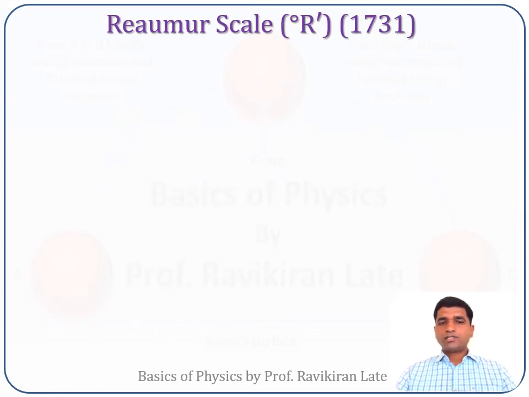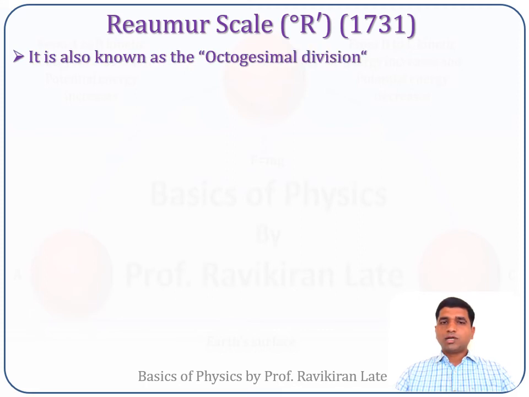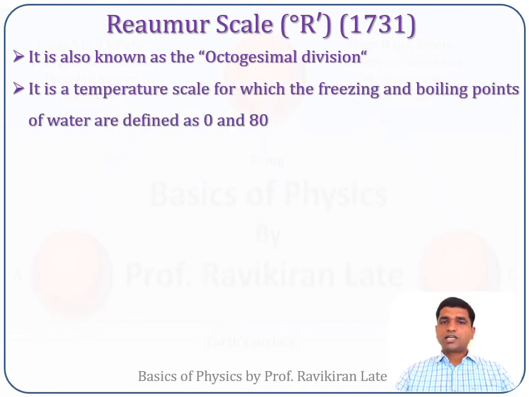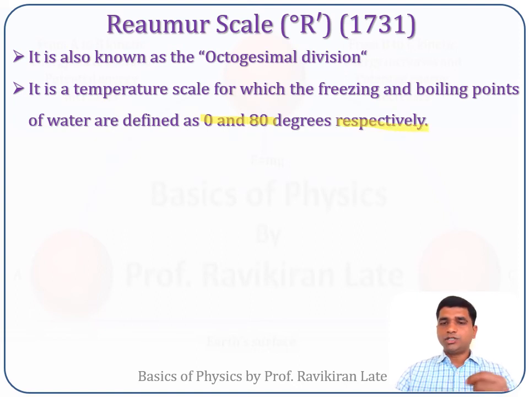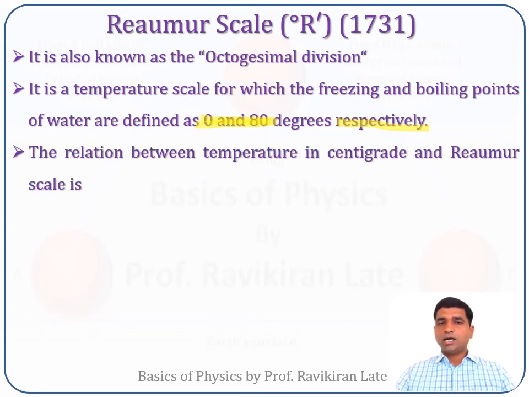Now the next temperature scale is called the Römer scale. It is also known as the octodecimal scale or octodecimal division. It is the temperature scale for which the freezing and boiling points of water were considered as 0 degrees and 80 degrees respectively. So instead of 0 and 100 degrees Celsius, 0 degrees and 80 degrees was used, and that interval was divided into 100 parts.